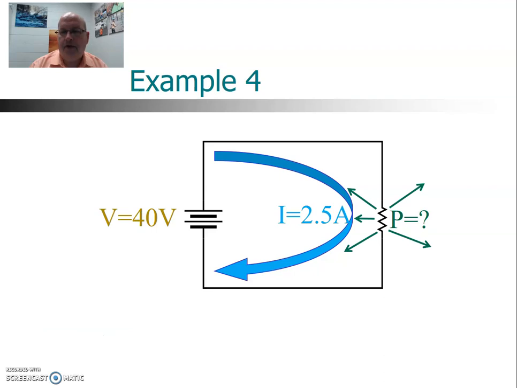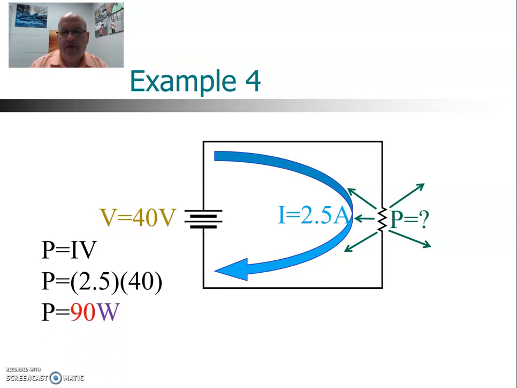Now here we're going to try to find power, so we're going to use the power formula. So power is current times voltage. That would be 2.5 times 40. That gives us an answer of 90, and the units would be watts. 90 watts. That's the power dissipation. When you apply current to a resistor, that changes the electrical energy into thermal energy, so the resistor gets warm, and the amount of warmth it gets would be equal to 90 watts.